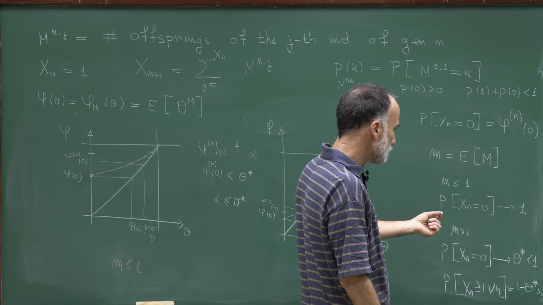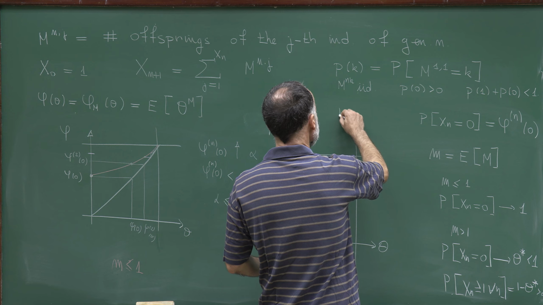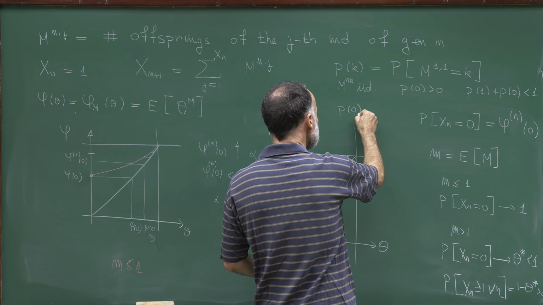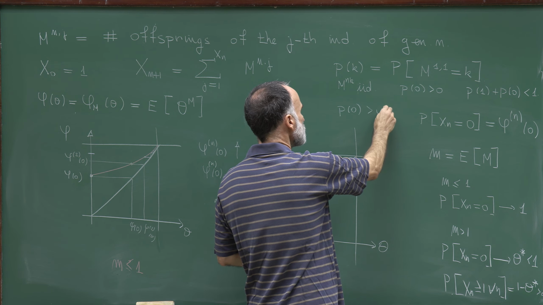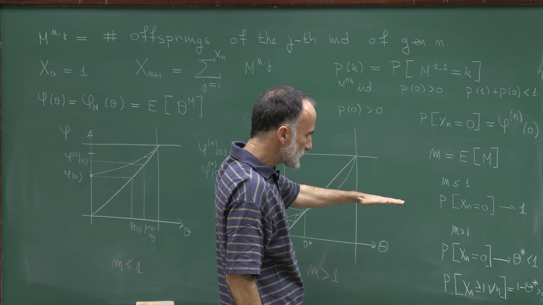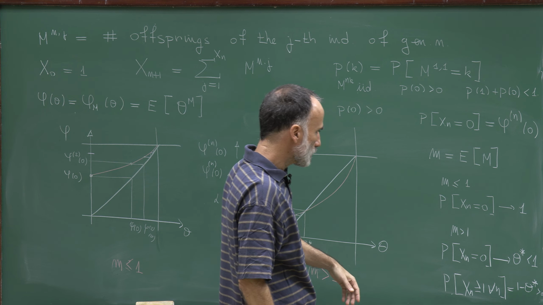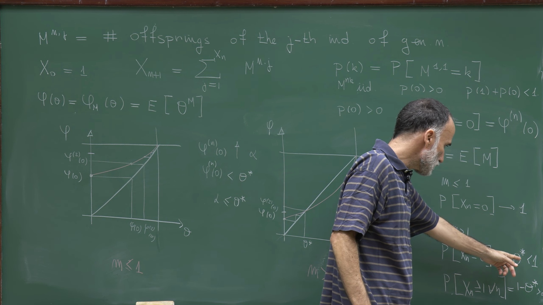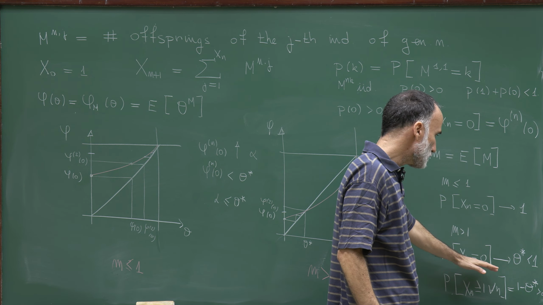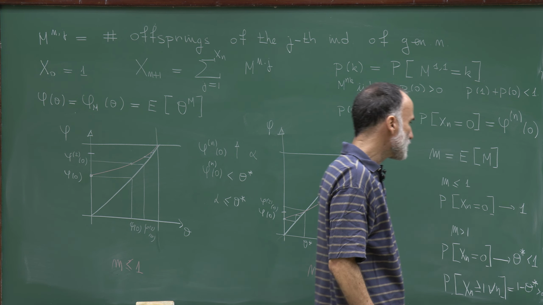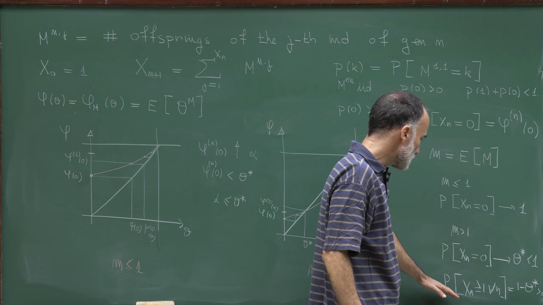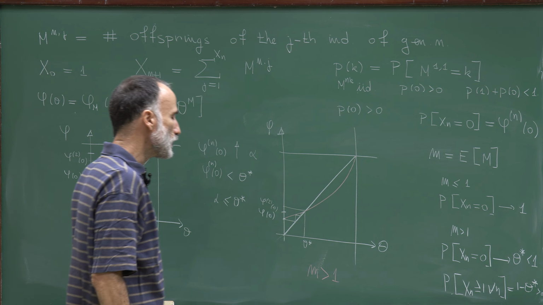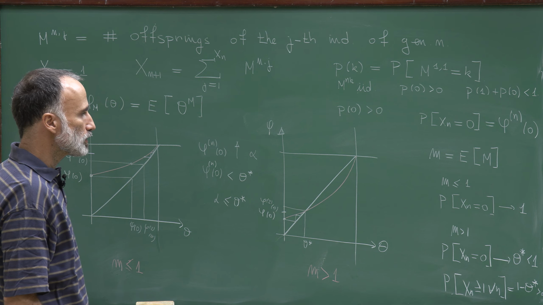It can disappear at the first generation, right? With probability p of 0, x1 is equal to 0, and this is strictly positive. So there is a strictly positive probability that this family will disappear at the first generation. What we are proving is that there is a probability theta star that it will disappear, but this theta star is strictly less than 1. And therefore, this family may survive with a positive probability.